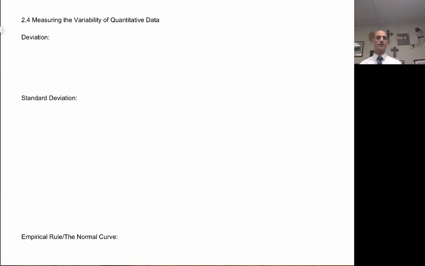Welcome back. Today we're going to talk about measuring the variability of quantitative data. One of the things about measuring variability of quantitative data is it gives us an additional piece of our puzzle here. And when we're talking about our framework of SOCV, right? So spread, outliers, the center of data, and the variability of data.